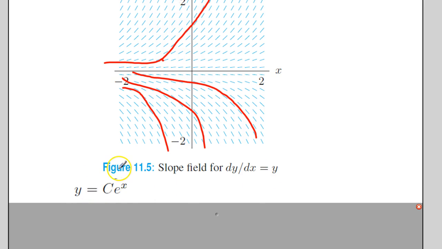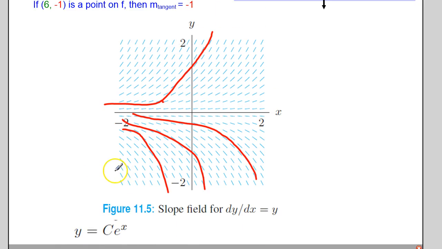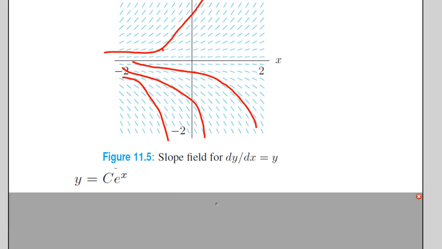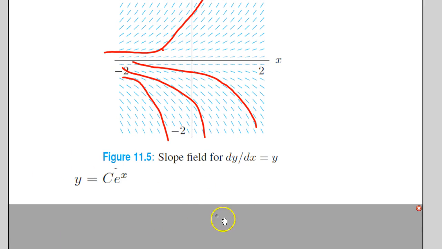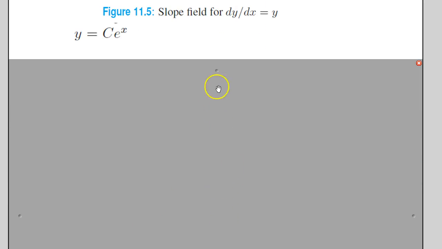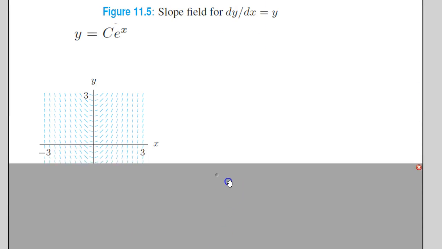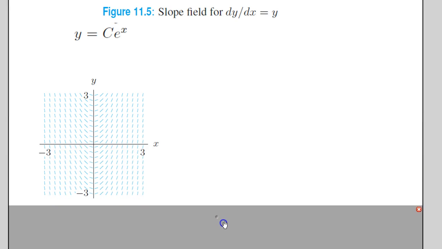So if you have the slope field for a differential equation, you can get an idea of what the graph looks like, and therefore get an idea about the general solution based off of the differential equation. So let's look at some other examples of slope fields that are given in your book and see if you can get an idea about what the general solution will look like.